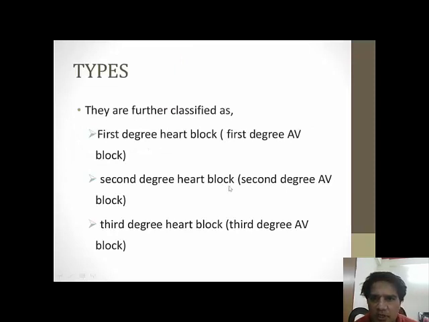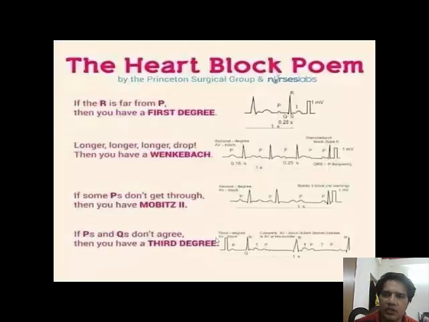The types are first degree heart block, second degree heart block, and third degree heart block. So I'll discuss. There is a heart block poem: if R is far from P, then you have a first degree. So it is very simple, right? If you have PR prolonged, normally it is 0.2 seconds, that is 5 small squares. If R is far from P, you have a first degree. Then longer, longer, then we have second degree. Second degree has some dropping.